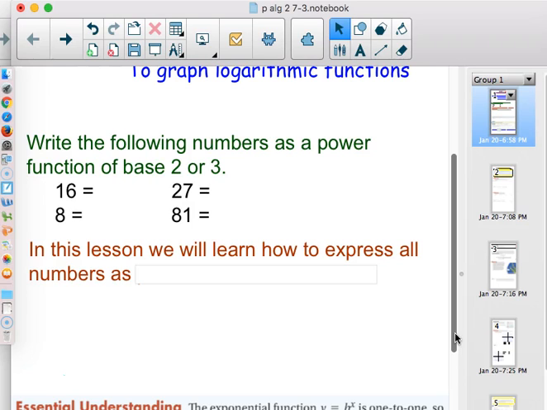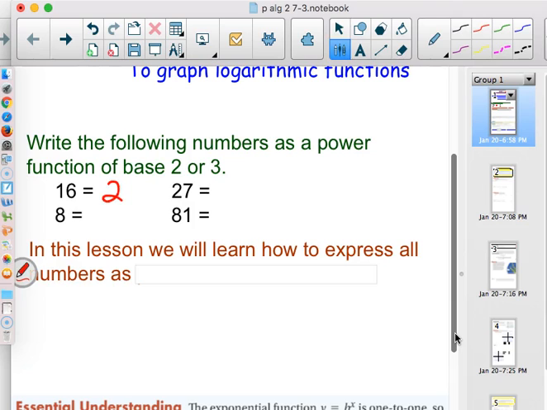16. Do we raise 2 to something to get 16 or do we raise 3 to something? 2. And for most people, 2 to the third is immediate right now. We've been doing that all the time. That's 8. So I would need one more 2. So that's going to be a 4. And there's that little 8.